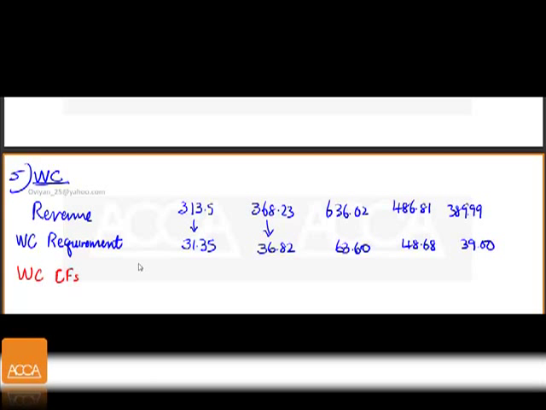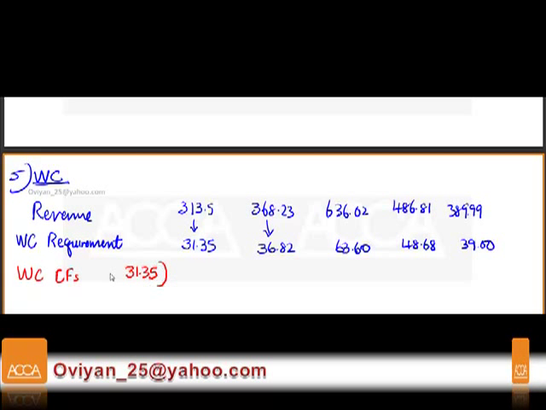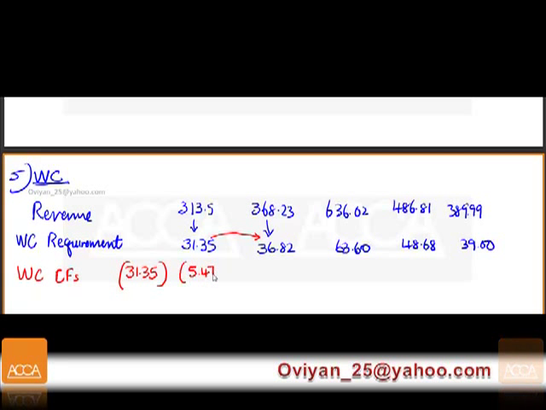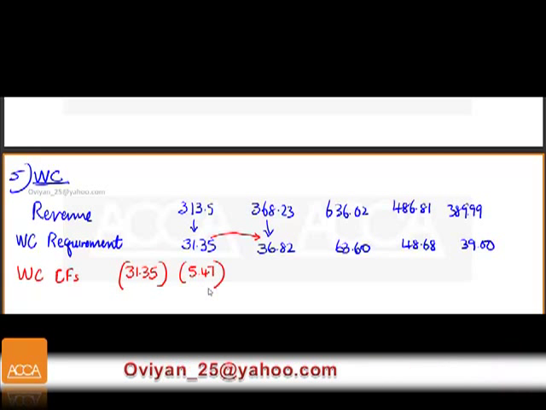What you're going to do is you're going to put here 31.35. This is what you need to start your life in year 1. Next year is going to be the difference between these two. The difference between these two is working capital is increasing by 5.47. You could also do it like this.